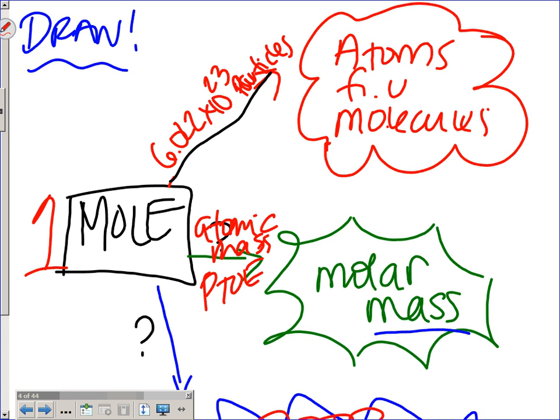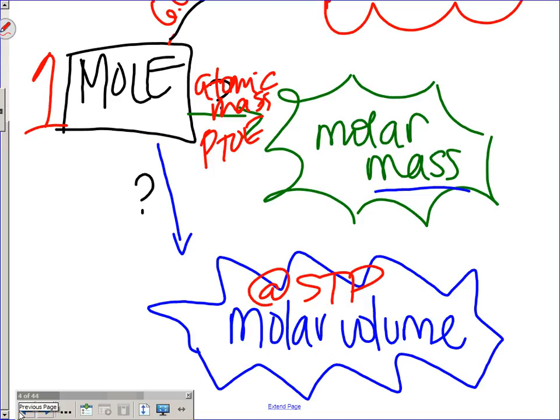And then lastly, what's the relationship between mole and molar volume? There is one number for this. 22.4 liters per 1 mole. Okay, so that's what we're going to be utilizing, those relationships throughout this process.